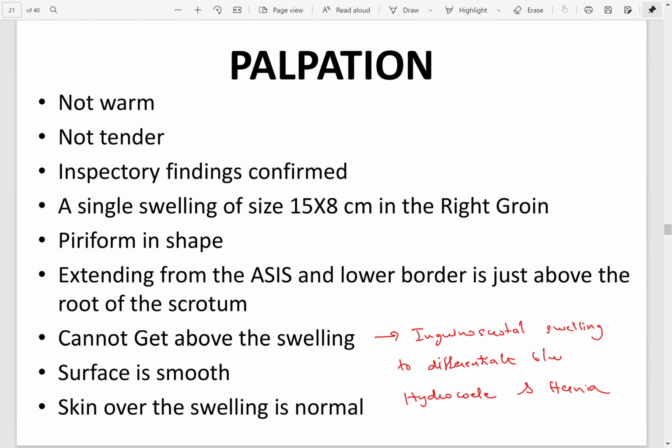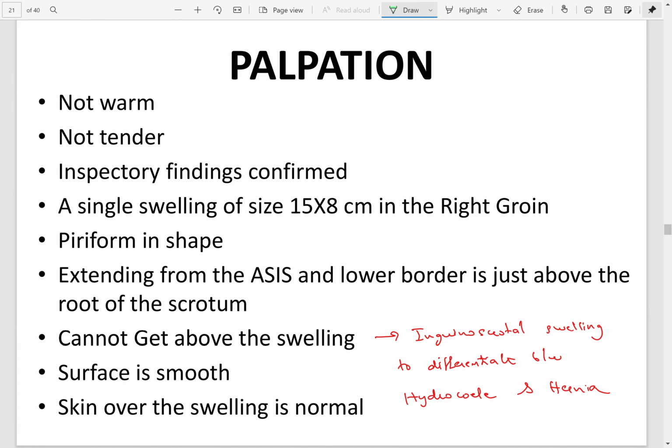With palpation, we check for warmth and tenderness. Before we start palpation, you need to do this check, and then the inspectory findings are confirmed. Again, a single swelling of size 15 cross 8 centimeters, right groin, pyriform in shape, extending from the anterosuperior spine with lower border just above the root of the scrotum. You need to mention that you cannot get above the swelling in case of a complete indirect hernia. In case of a hydrocele, you will be able to get above the swelling. In case of a hernia, you won't be able to. So that's a differentiating point between hydrocele and hernia.